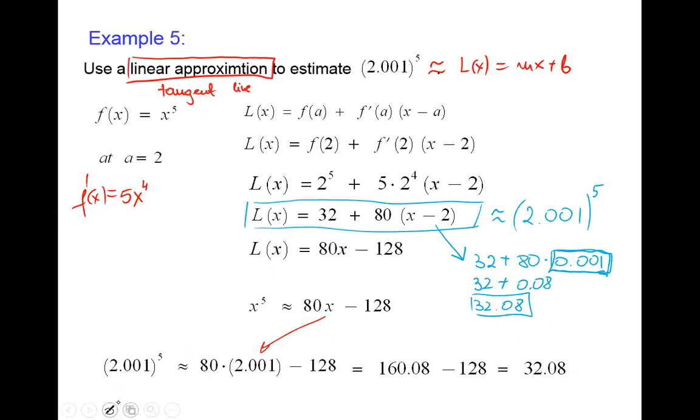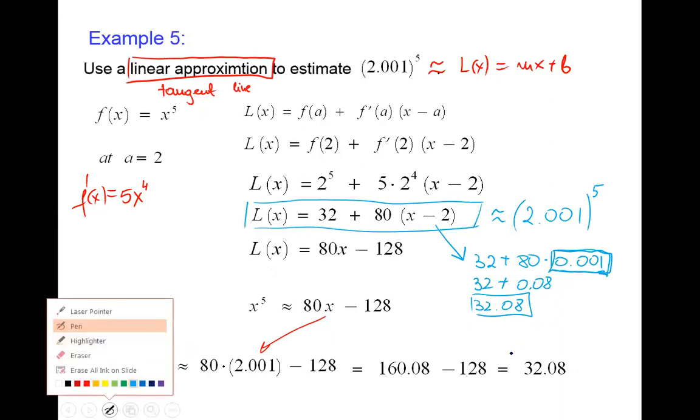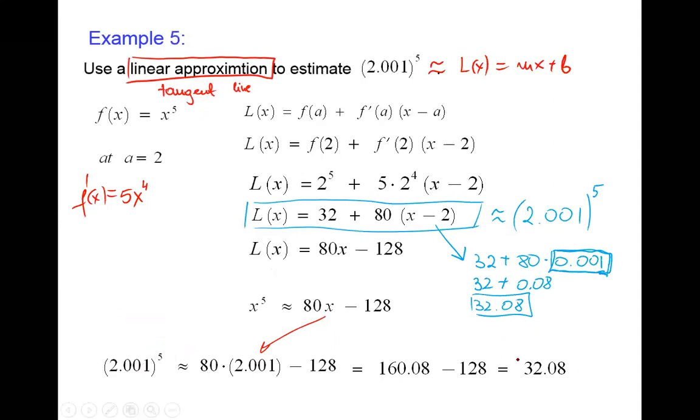Can I ask you, what do you think? Are we overestimating or underestimating this value? We underestimating. How do you know, Adam? Answer. I think it is correct. Hopefully you didn't use the calculator.